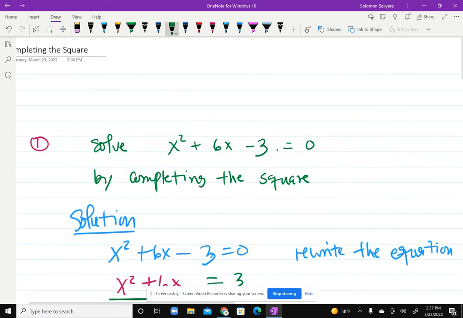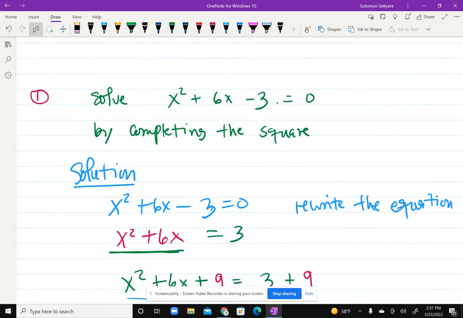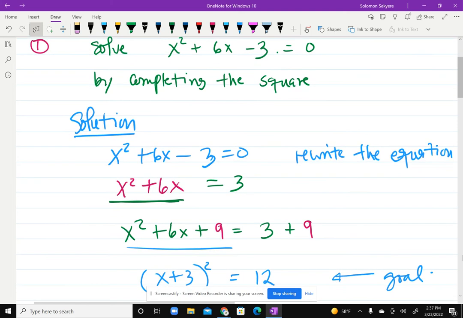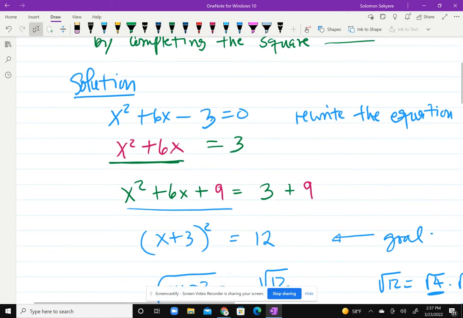Okay, so real quick, let's say you have this equation, solve x squared plus 6x minus 3 by completing the square. And this is basically leading to the quadratic formula. If you rewrite the equation, the whole key is to focus on the x squared and the x term.